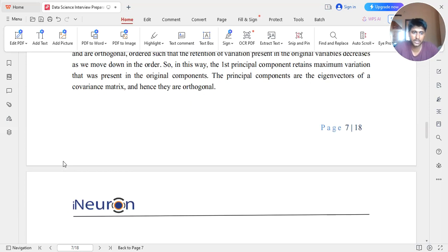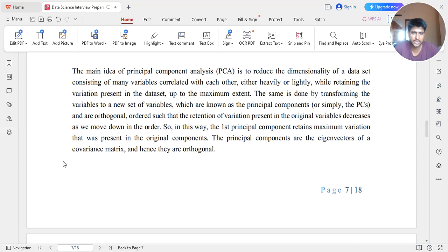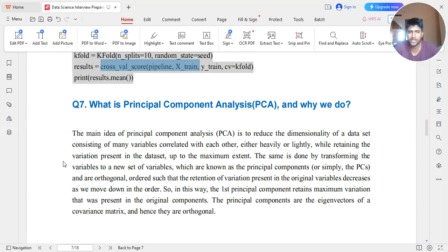Okay, then another question that will come to your mind is, what is a PCA? The main idea of principal component analysis is to reduce the dimensionality of a data set consisting of many variables correlated with each other, either heavily or lightly.